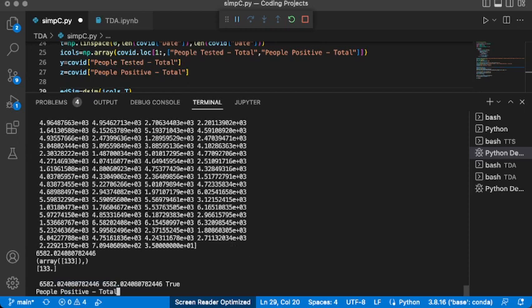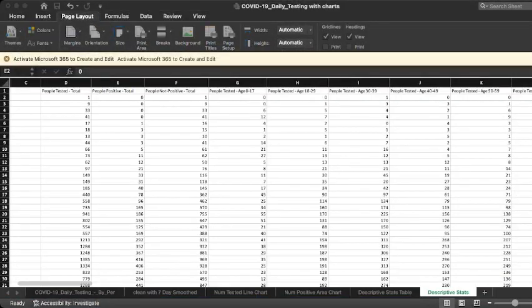So let me see if I can go back here and, whoops, that's not what I wanted to do. Okay, so we're going to, okay, so here we have the first point. Okay, so first point.